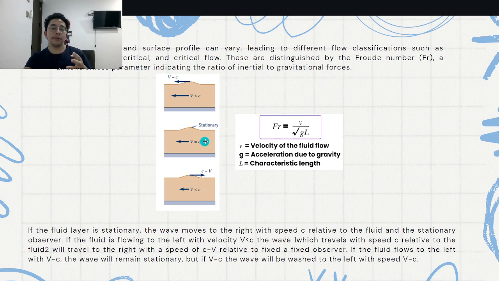We can define this as the Froude number which equals 1, where V and C are the same, which makes them, when divided together, equal to 1. And at this part is where V is bigger than C, where the Froude number is bigger than 1. So, with a speed relative to C minus V relative to the fixed observer, if the fluid flows to the left with V minus C, the wave will remain stationary. But if V is bigger, the wave will be washed to the left with speed V minus C.